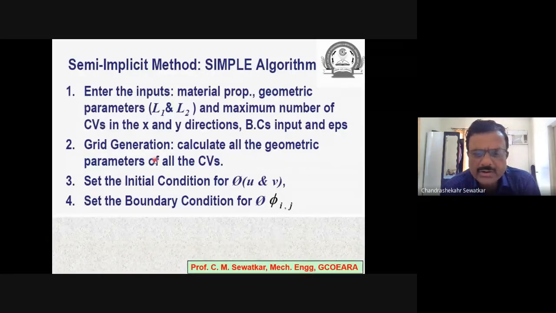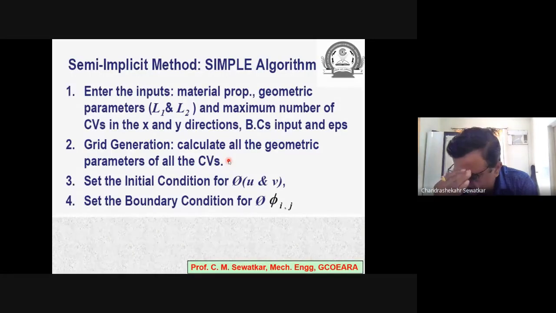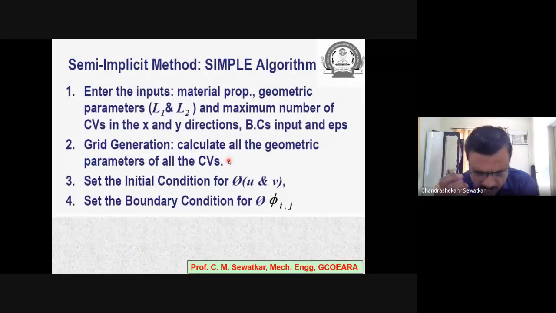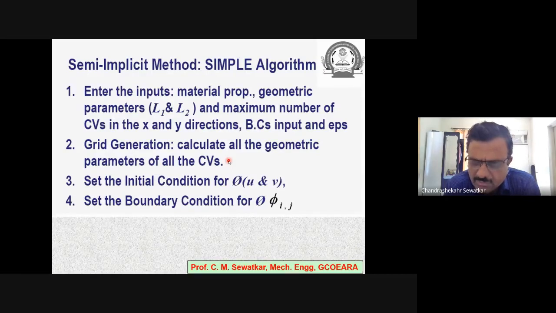Then you need to do the grid generation and calculate all the geometric parameters of all the control volumes. Do remember that here the grid is a little bit complex. We need to do the grid generation for the X momentum equation and the Y momentum equation, that is, for the U control volume, the V control volume, and also for the main control volume. So grid generation has to be done in 3 stages. Earlier we used to do it in one stage because the grid was a co-located grid. Now the grid is staggered. So you need to make use of separate grid generation for the U control volume, V control volume, and main control volume.